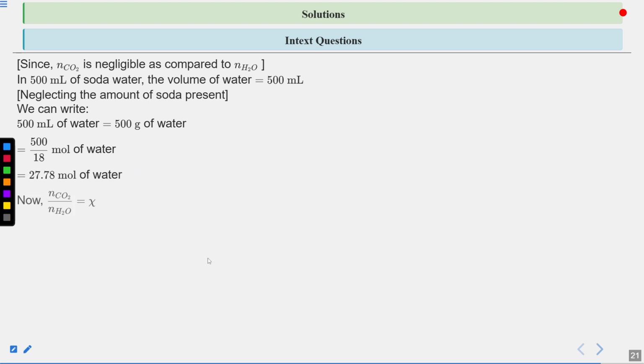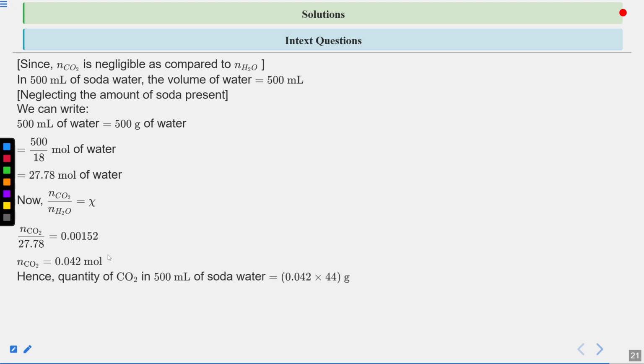So we have the moles of water, and we have chi. Now we can get the number of moles of CO2. If you put this here, you will get moles of CO2 as 0.042. Now, to calculate the mass, we multiply the molar mass of CO2 with the number of moles. This will give you 1.848 grams of CO2.